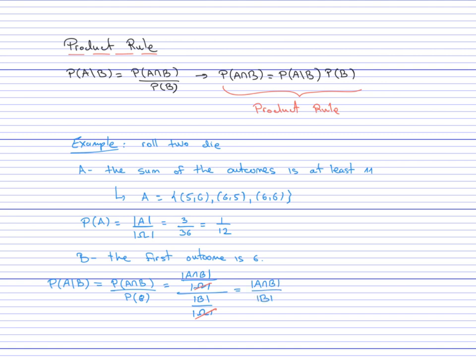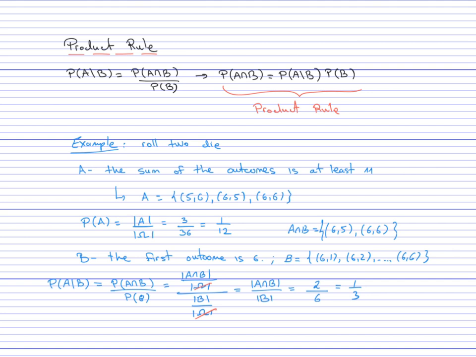So now we need to understand how many elements we have in the intersection, and how many elements we have in B. Let's start with the cardinality of B. Let's write B explicitly. B again, that's the first outcome is 6. That means the first one is 6 and then the second can be 1, or 2, and so on until (6,6). So how many elements do we have in B? The cardinality of B is exactly 6. Now we need to find the intersection. Asking what is the intersection of A and B is exactly the same as asking what are the elements that belong to A and also to B. So here are the elements: (6,5) and (6,6). There are only 2 elements. Therefore, that becomes 2 over 6, which is 1 over 3.